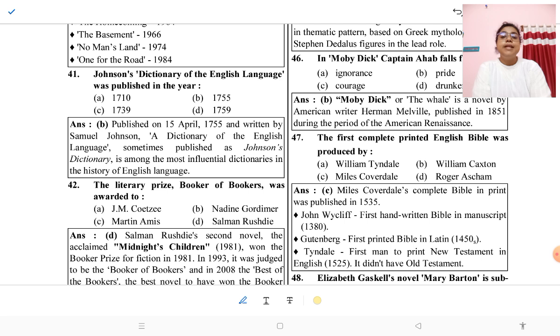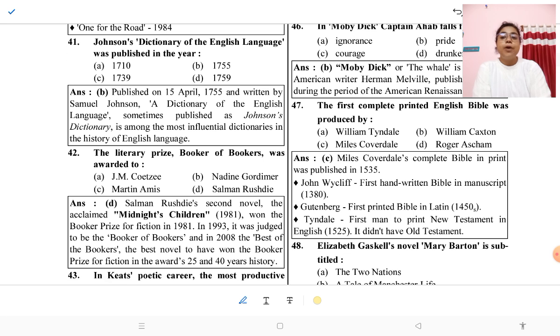Then Johnson's Dictionary of the English Language was published in the year 1755. Published on 15 April 1755, written by Samuel Johnson, A Dictionary of the English Language, sometimes published as Johnson's Dictionary, is among the most influential dictionaries in the history of the English language. So it was published in 1755. You should remember the publication date.